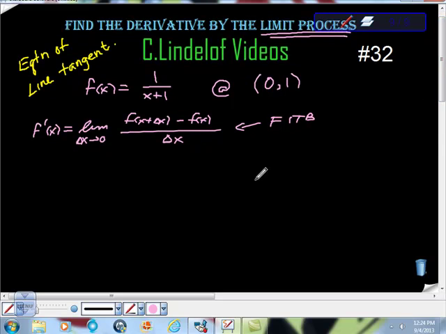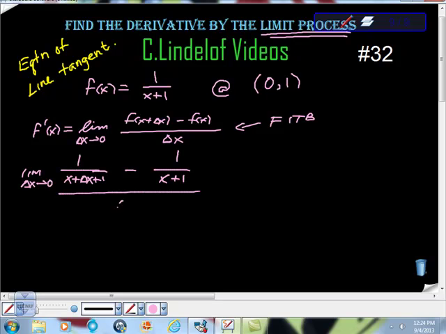So that's what we're going to do here, and I think it's going to come out looking like this. You don't have to repeat this portion for your professor, but you have to continue to declare that this is your intention to take this limit. So I'm going to say that the limit as change in x approaches 0 of 1 over x plus change in x plus 1 minus 1 over x plus 1, all over change in x. This is what this says here.